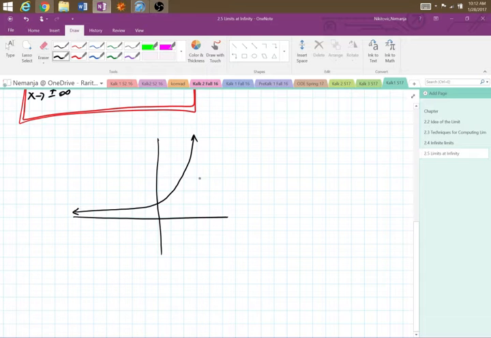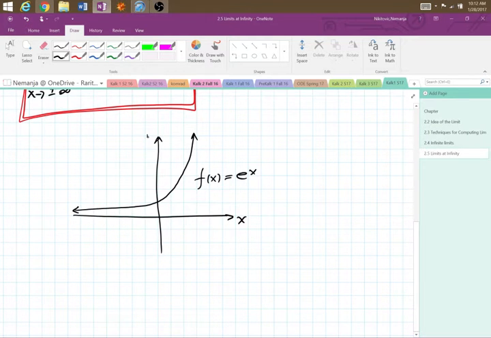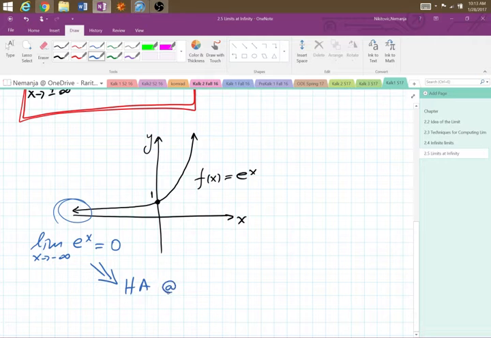So this is f of x equal to the e to the x function. You all know, you better know, how this looks, that it goes through 1 and all other cool things. Now, on this end, we have that the limit as x approaches negative infinity of e to the x is equal to 0. That is our horizontal asymptote at y equals 0, the x-axis.